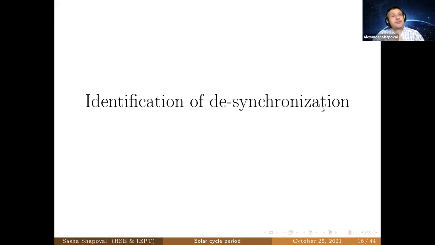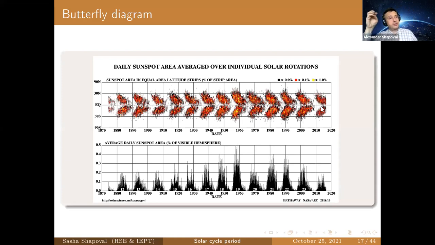Well, the part with a lot of pictures is over. And now I am going to introduce an example of an inverse problem when we will try to identify episodes of desynchronization. To start, I recall the butterfly diagram, and you remember this marvelous story about the equatorward drift of sunspots as solar cycles proceed. And now let's think about some explanation of the physical mechanism that underlies this drift.